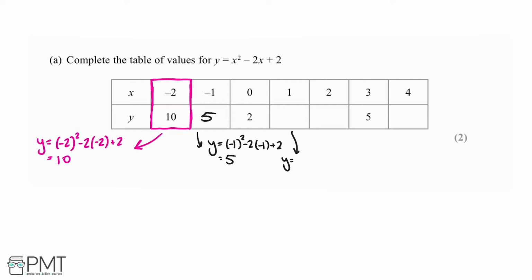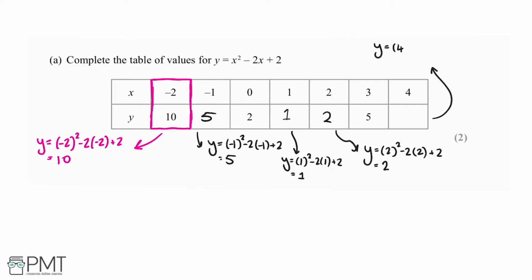Here we're going to get y equals 1 squared minus 2 times 1 plus 2, giving us 1. So here we get y equals 2 squared minus 2 times 2 plus 2, giving a value of 2. And last but not least, y equals 4 squared minus 2 times 4 plus 2, giving a value of 10. And if you get all of those values correct, you get 2 marks.